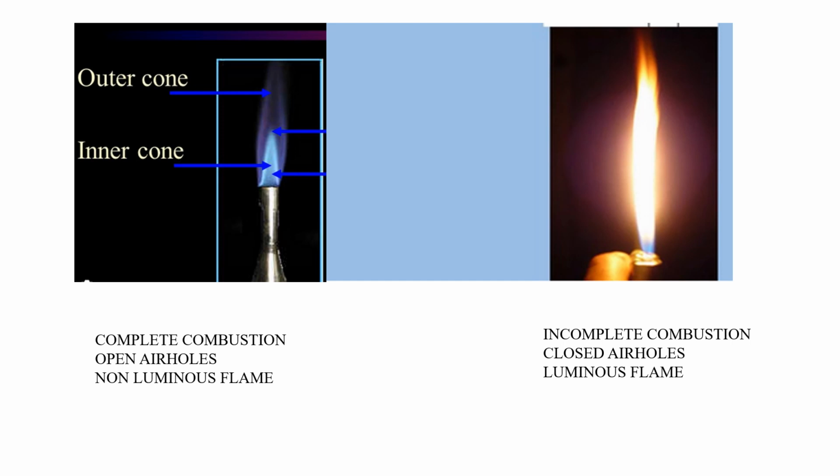So when we perform the experiment, this is our observation. When the air holes are opened, it leads to the formation of non-luminous flame. This is a characteristic of complete combustion. On the other hand, when the air holes are closed, we generated a luminous flame. Take note of the color. It's yellow, the yellow-orange. And this is a characteristic of incomplete combustion.